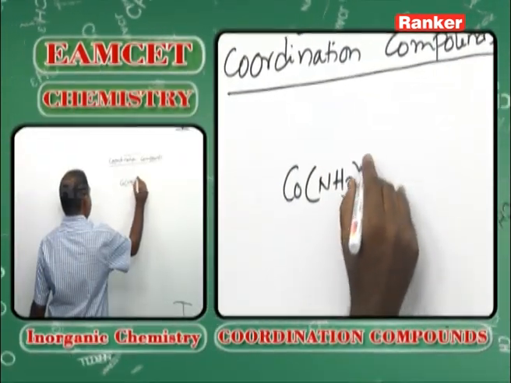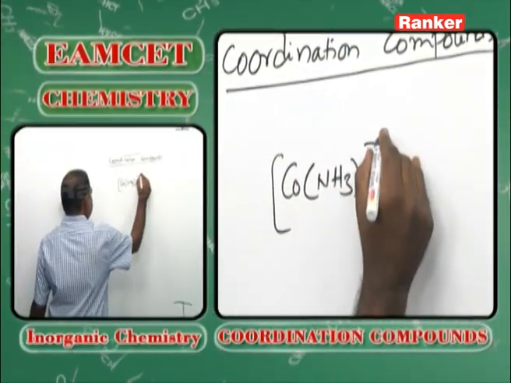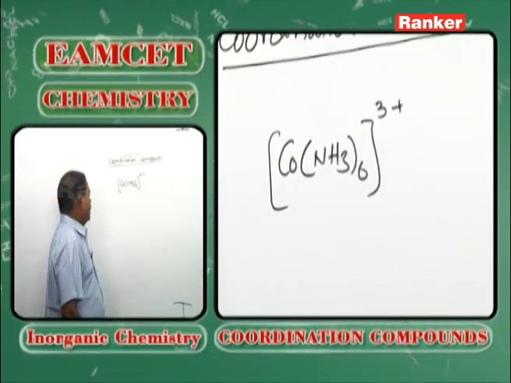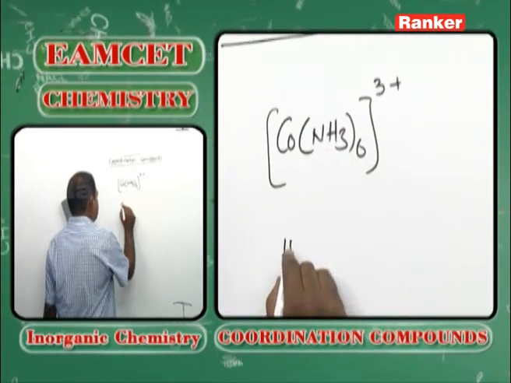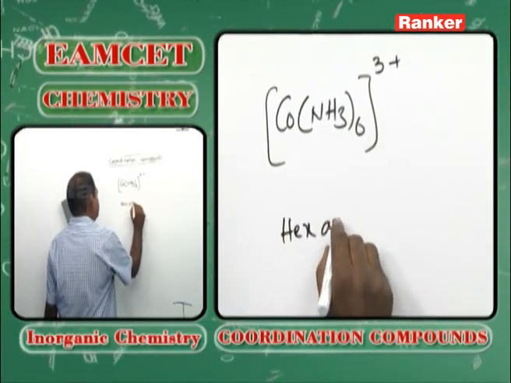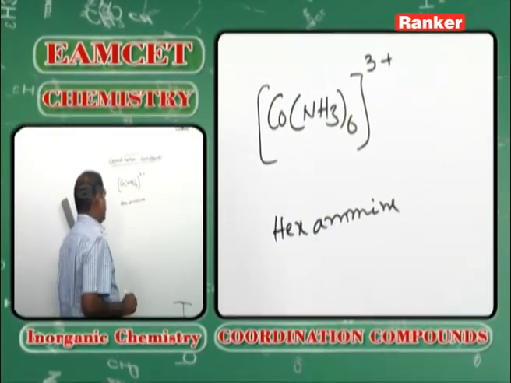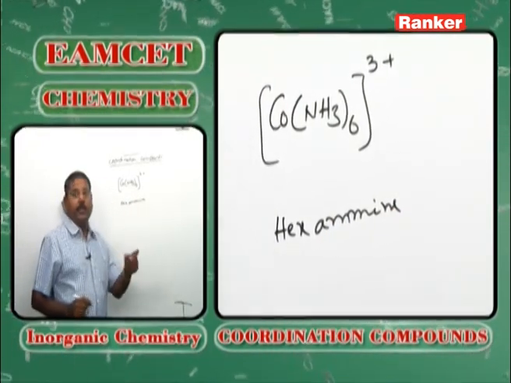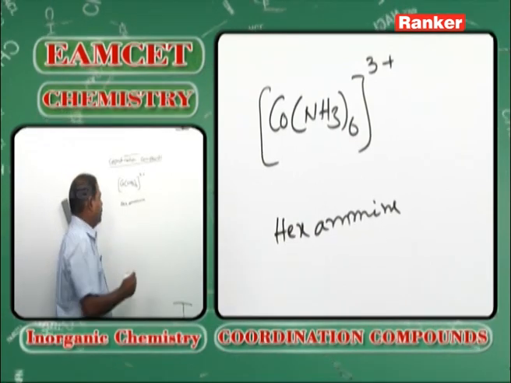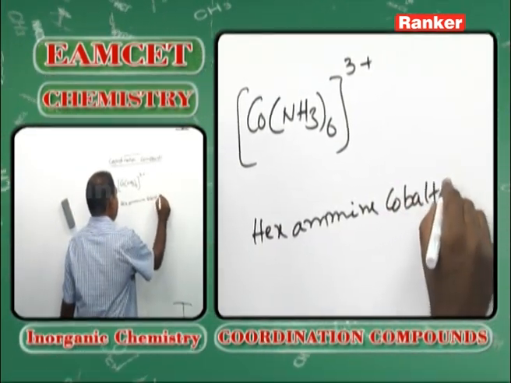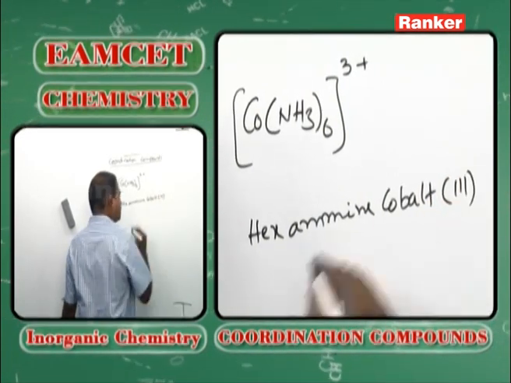Co(NH3)6 3+. First, the name. It is called hexaammine. Look at the spelling, AMM. Ammonia is called ammine in a complex. Hexaamminecobalt(III).